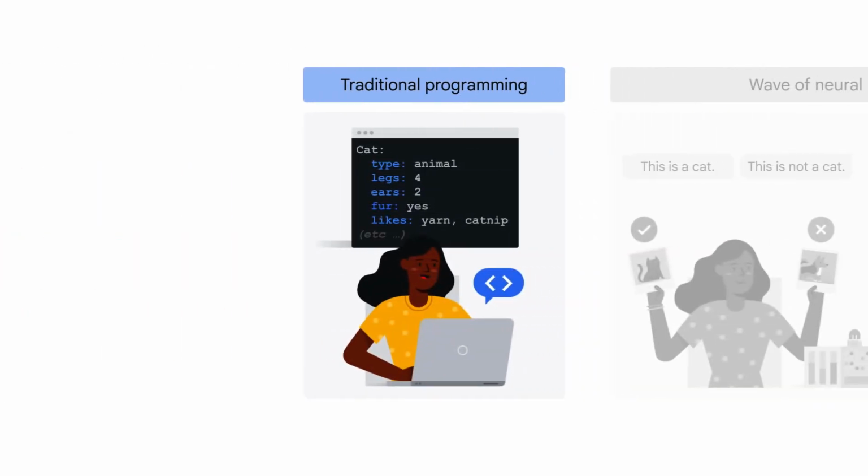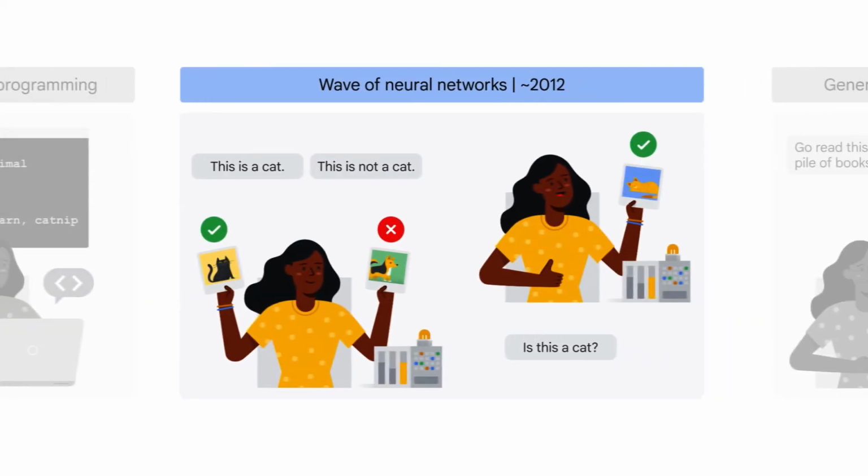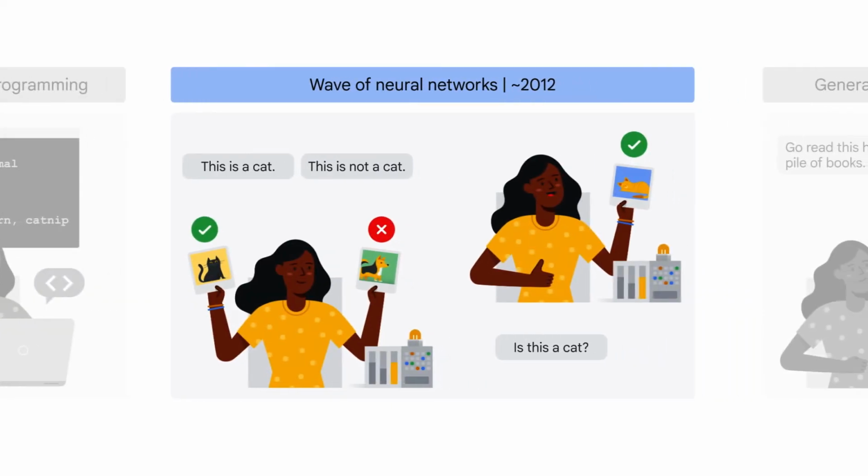We've come a long way from traditional programming to neural networks to generative models. In traditional programming, we used to have to hard code the rules for distinguishing a cat. The type: animal, legs: 4, ears: 2, fur: yes, likes yarn and catnip. In the wave of neural networks, we could give the network pictures of cats and dogs and ask, is this a cat? And it would predict a cat.